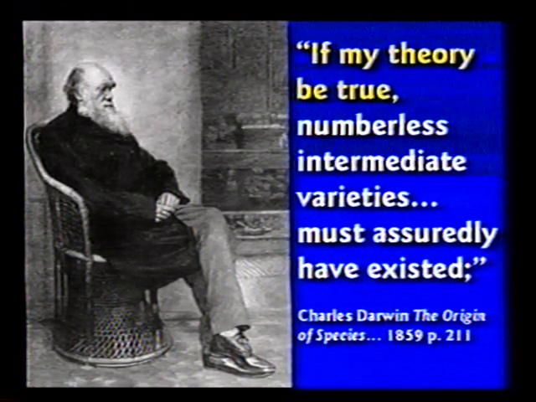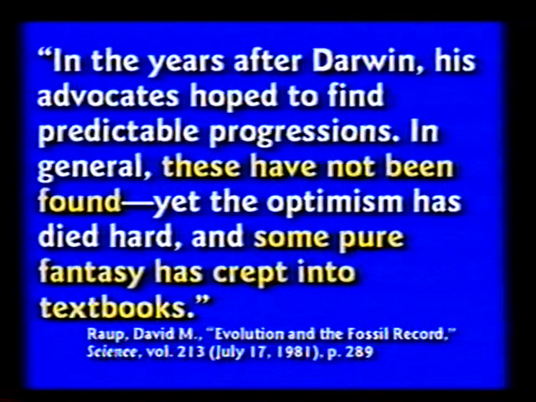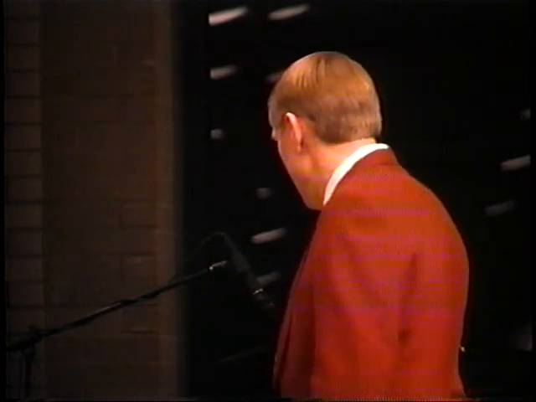Oh, you're right about that, Charlie. You know, to change from a rock to a human takes an awful lot of intermediate varieties. But look what the experts say. David Ropp is a strong believer in evolution. He said in the years after Darwin, his advocates hoped to find predictable progressions. In general, these have not been found, yet the optimism has died hard and some pure fantasy has crept into textbooks. You're kidding. Fantasy in the textbooks?